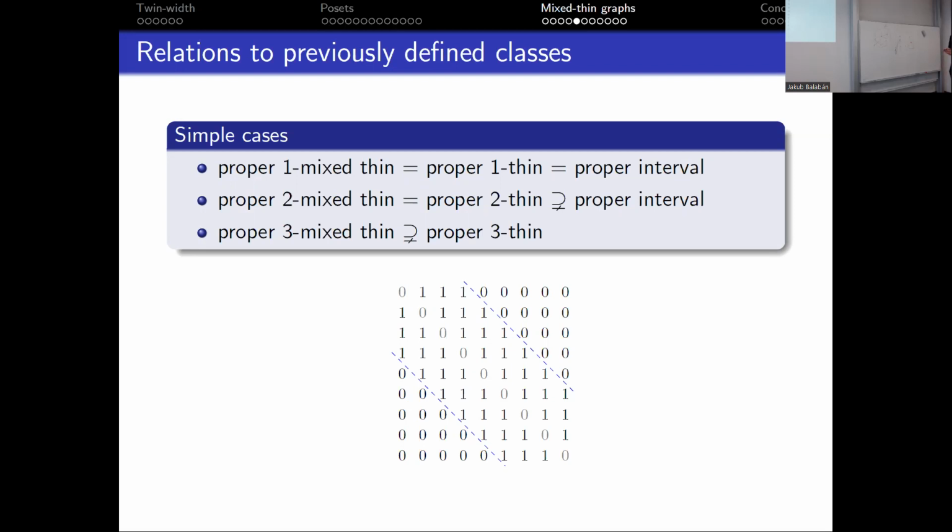And this is another view on the interval graph. This is just the adjacency matrix of some interval graph. I will need this view later for the twin width proof. The rows and columns are ordered in the same way as the intervals in the representation. Of course, the main diagonal is 0 because the graph is simple.